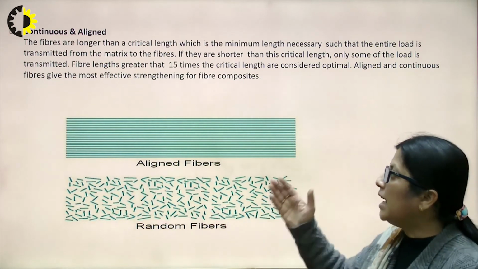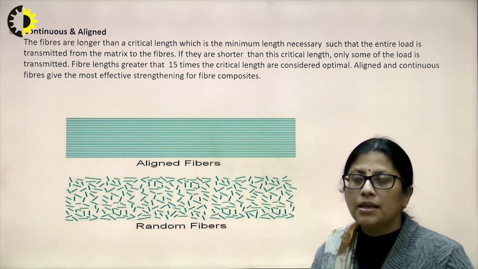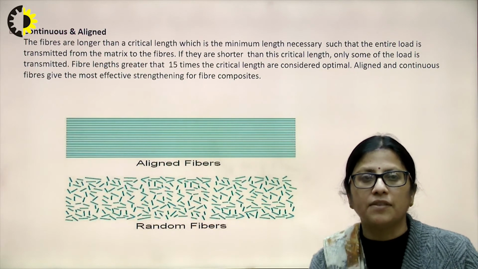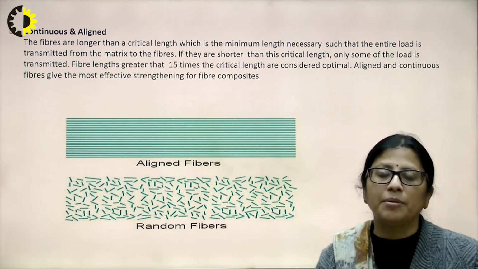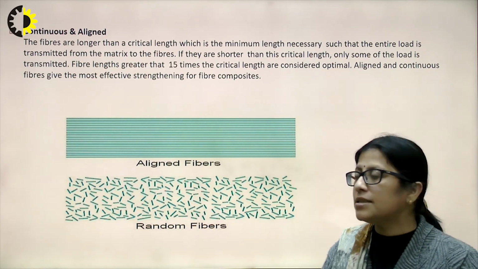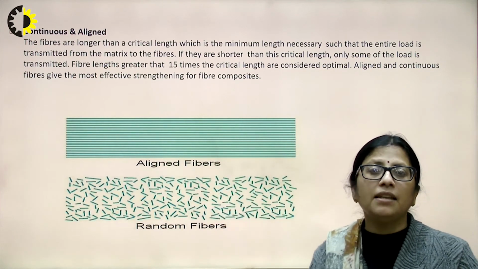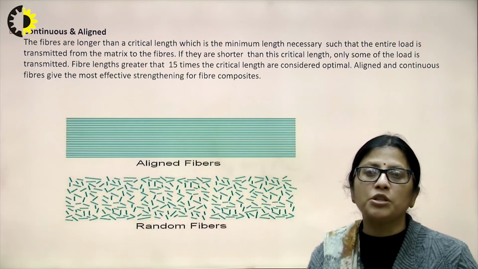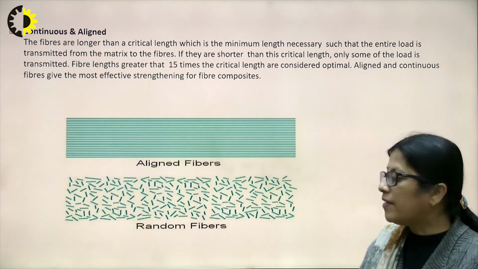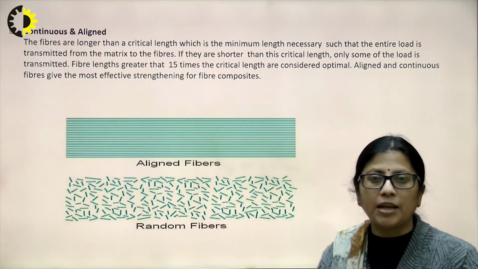Then the aligned and continuous fibers give the most effective strengthening to the fiber composites. I have already discussed, if the fibers are elongated and if they are aligned, then they are going to provide the maximum strength to the composite material rather than the random fibers.